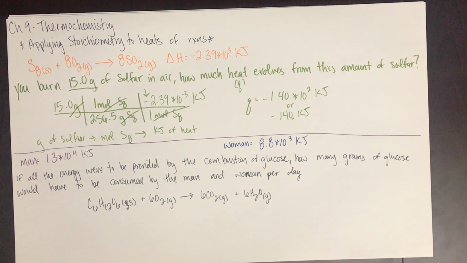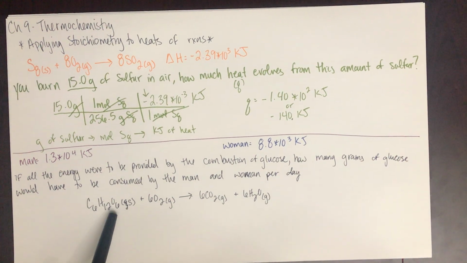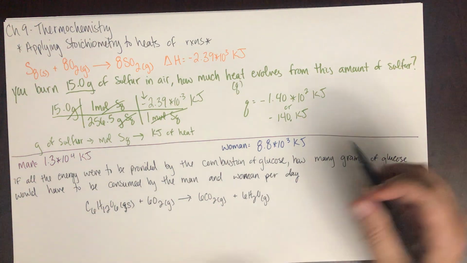This is called cellular respiration. It is the opposite of photosynthesis. You've probably dealt with this reaction in biology. You'll definitely see it in biochemistry. This is the process by which we take energy from the bonds in our food, glucose here, and we produce energy.